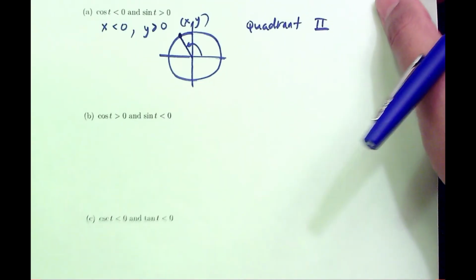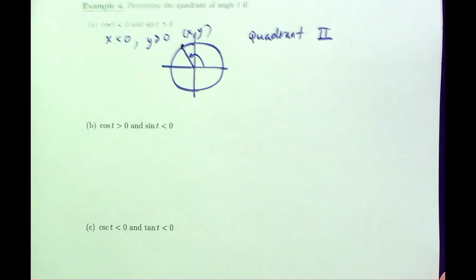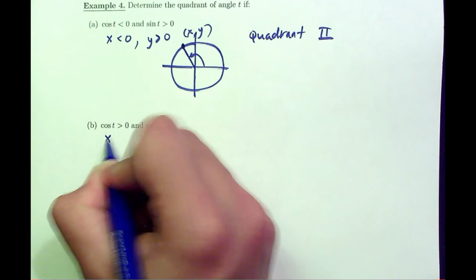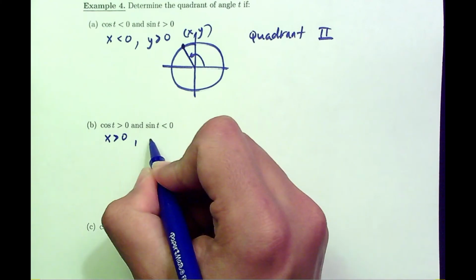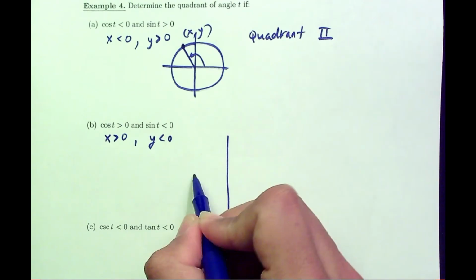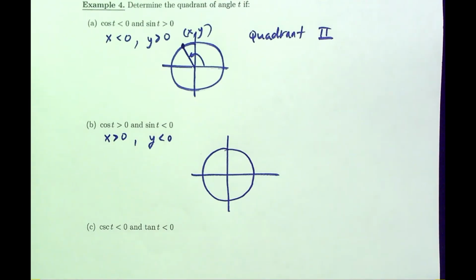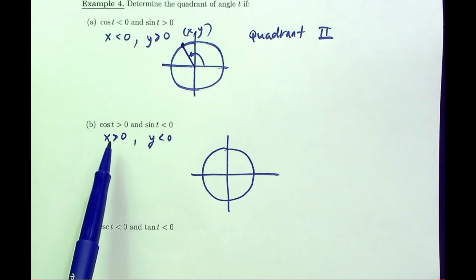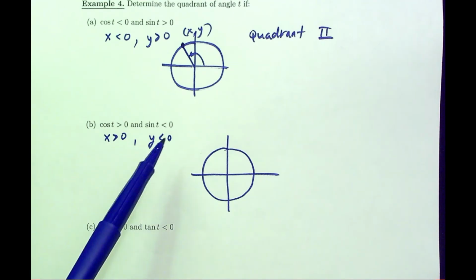Now, how about if the cosine of the angle is positive and the sine of the angle is negative? Well, the cosine being positive means that the x-coordinate is positive, and the sine being negative means that the y-coordinate is negative. And if you draw the unit circle and think of where that point is on the unit circle satisfying these two conditions, what quadrant is that? Where the x-coordinate is positive and the y-coordinate is negative.